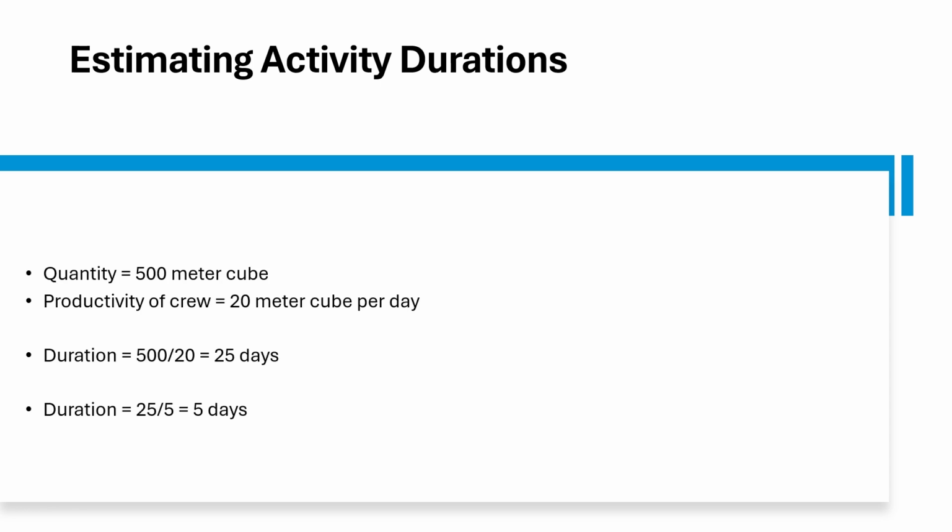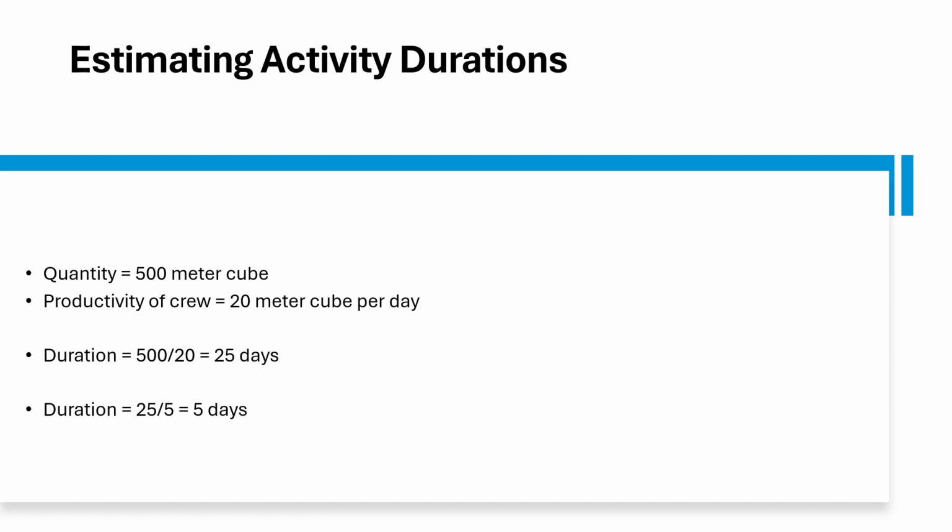The second way is that we have 500 cubic meters total quantity and the productivity of a crew is 20 cubic meters per day. It means that for executing an activity, we have a crew. We are doing RCC, reinforced cement concrete. We need a steel fixer, we need skilled labor, we require helpers. So this is a crew, and the productivity of this crew is 20 cubic meters per day. So 500 divided by 20 gives 25 days. If we use one crew, we require 25 days.